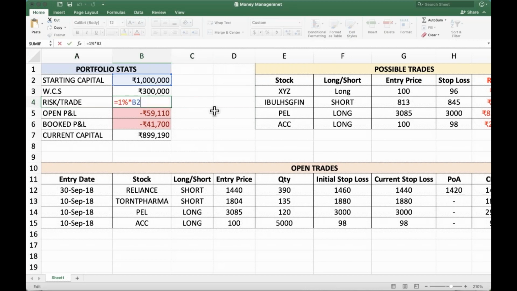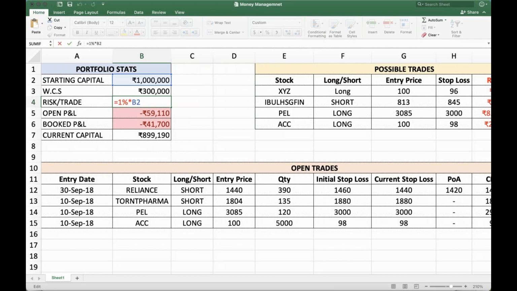This I have considered 1% of starting capital. 1% of 10 lakhs is 10,000 rupees. So I already know if this trade that I'm going to take tomorrow morning hits its stop loss and I'm out in a loss, I'm going to book a loss of 10,000. This is predefined, pre-decided. I'm ready to take this loss, 10,000. Now, how did I decide on 1%? You can take 2, 3, 0.5%.